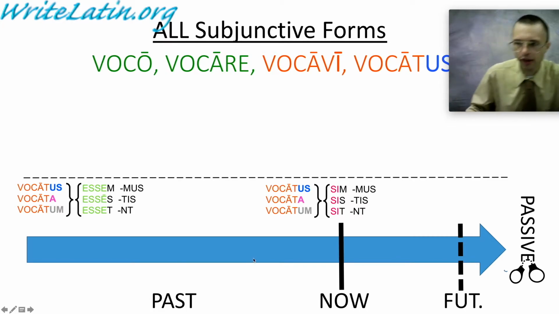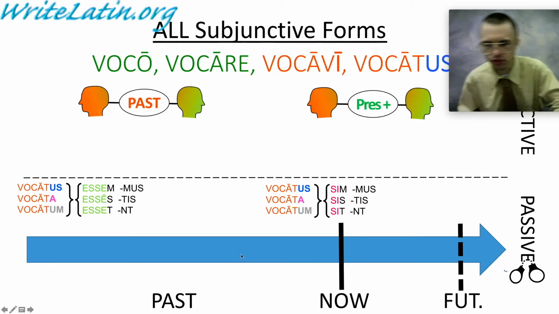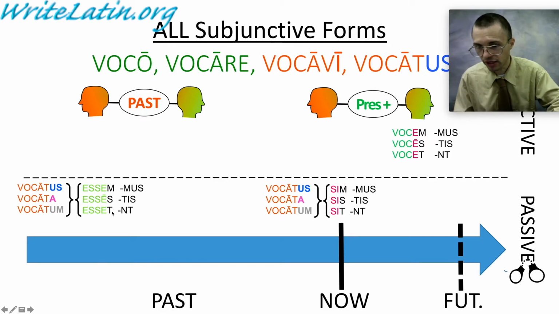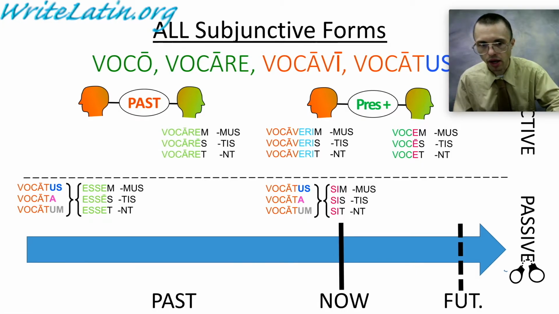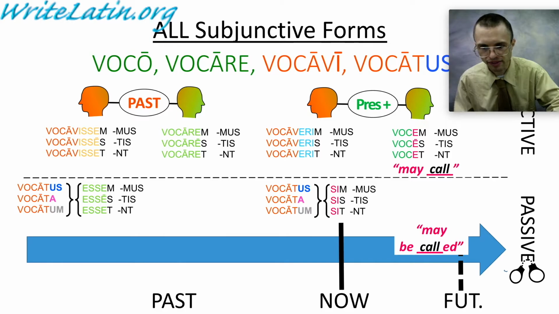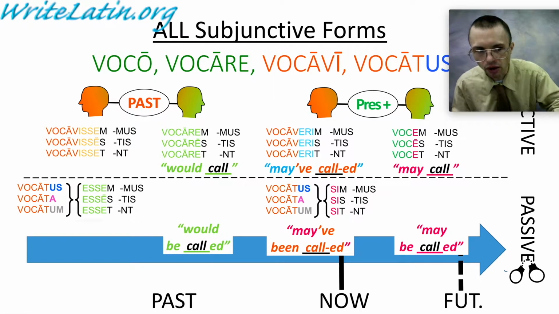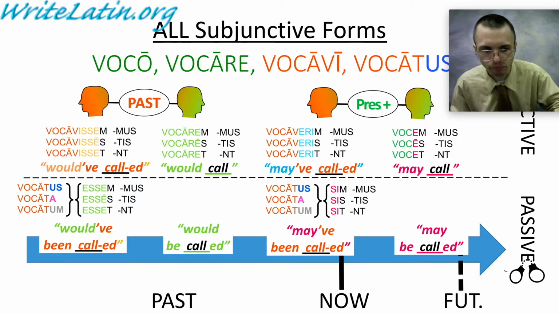All right, so bringing it all together. We have our 4 subjunctive tenses. We've got active on the top and passive on the bottom. And so the actives, again, were vocem, vocaverim, vocarem, and vocavissem, and then down in the passives it will be "be" plus whatever was in the active. So "may have called" becomes "may have been called." "Would call" becomes "would be called," and "would have called" becomes "would have been called."